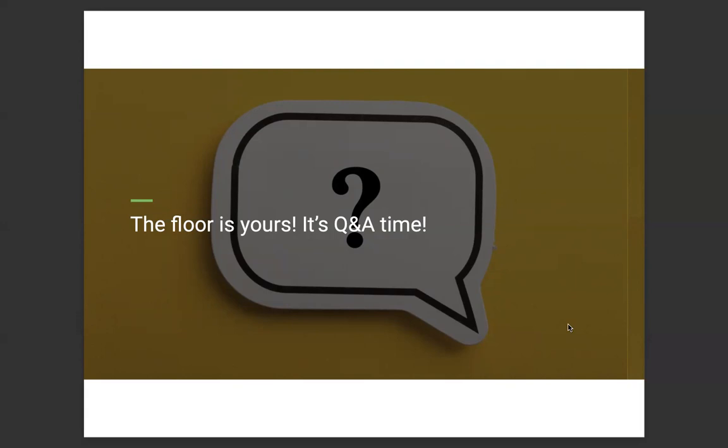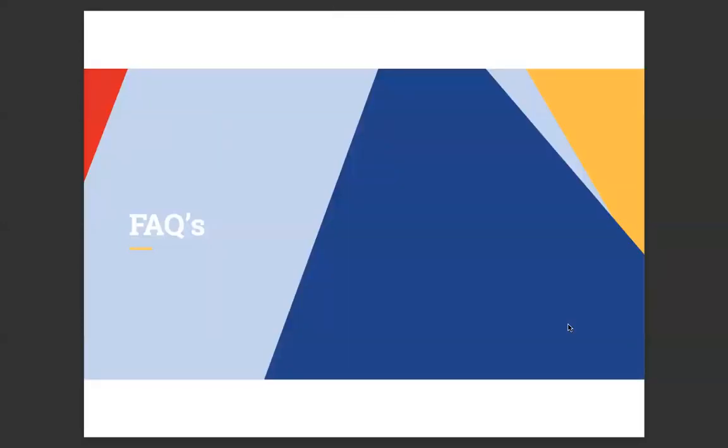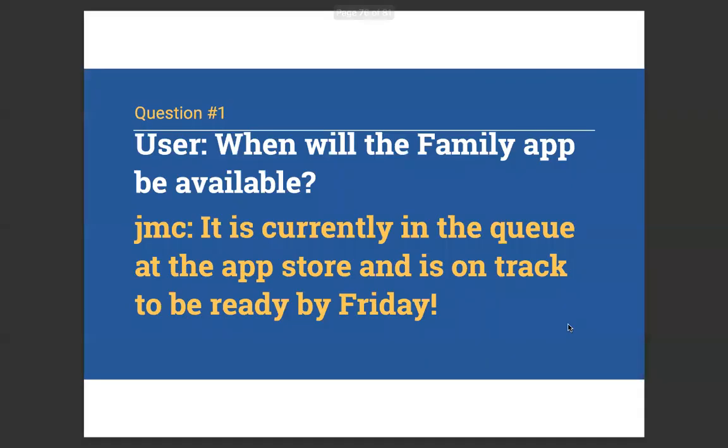So, all right, great. Doesn't look like there are any questions, so I'll keep on rolling. So here are a couple of frequently asked questions. First, when will the family app be available? It's currently in the queue in the App Store. It's on track to be ready by Friday. So very excited. So you can't go out there today and download it, but if you go out there by Friday, if everything goes well, right, that's up to the developers at Apple and Google. Once they approve it, we should be good to go.